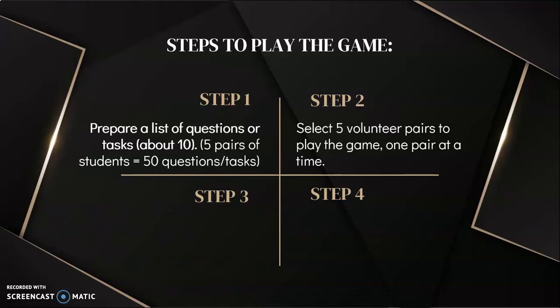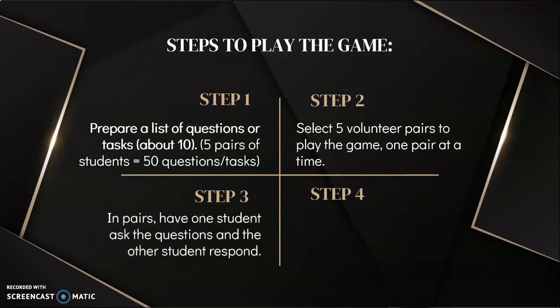You can adjust this based on your classroom size; the number can be two, or you can have 3 or 2 pairs as you wish. Step 3: in pairs, have one student ask the questions and the other student respond. And Step 4: time how long it takes to answer all the questions.